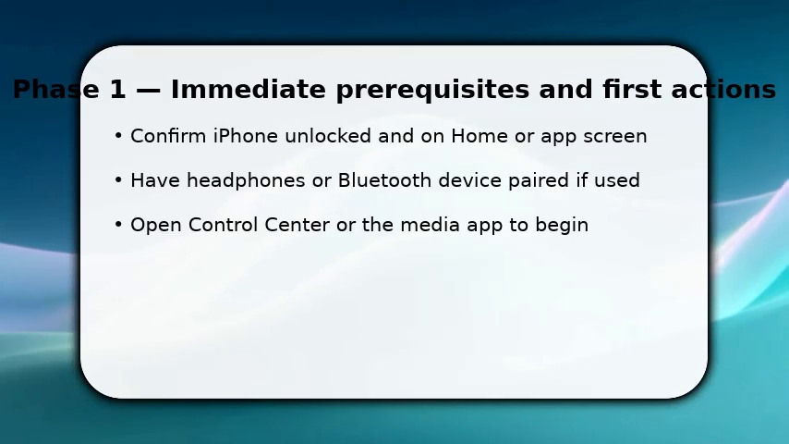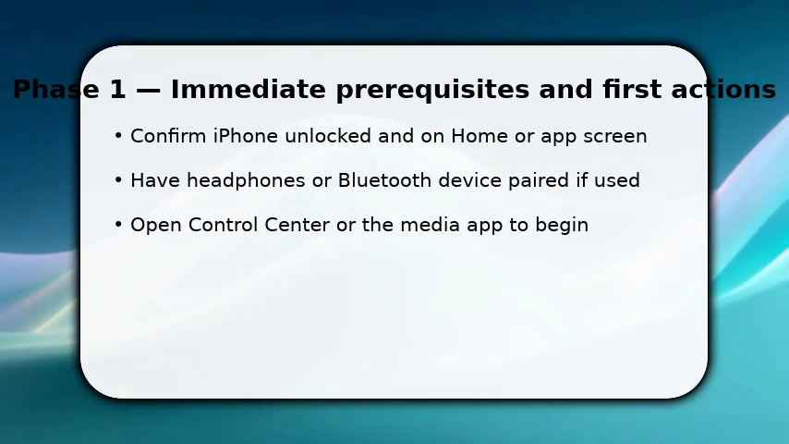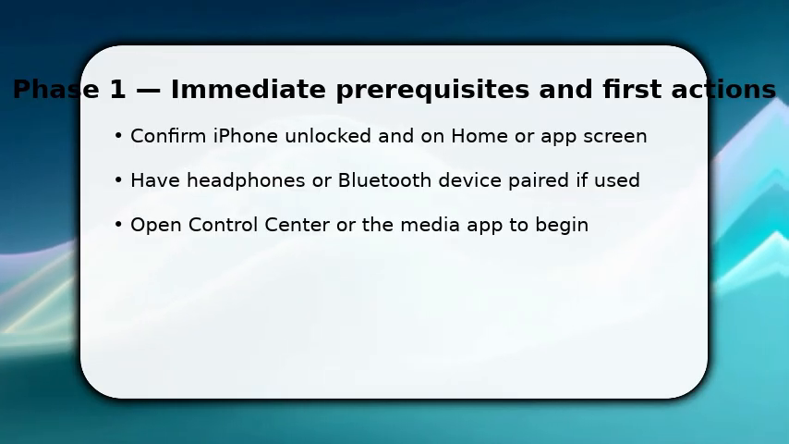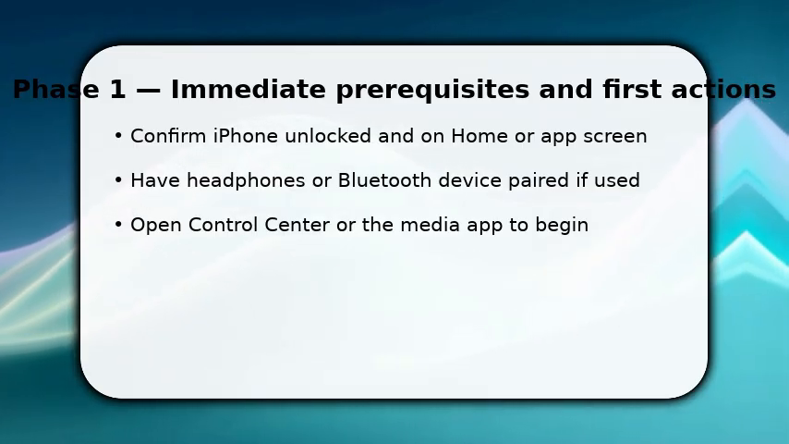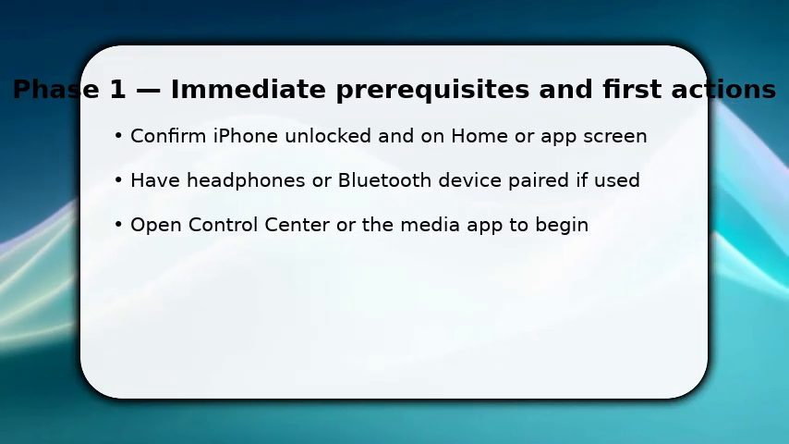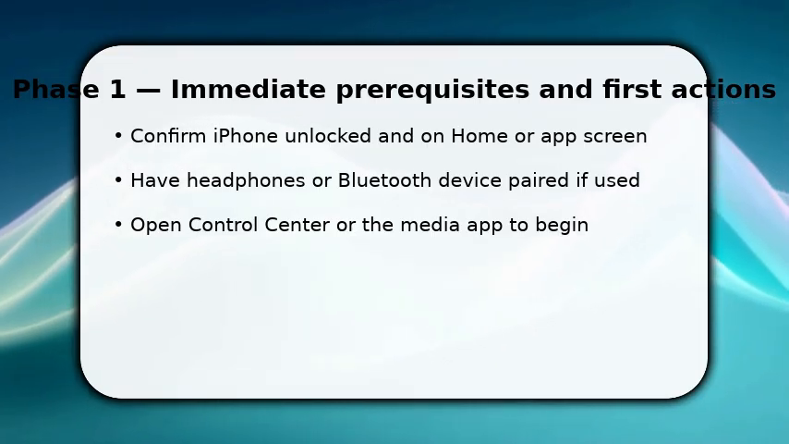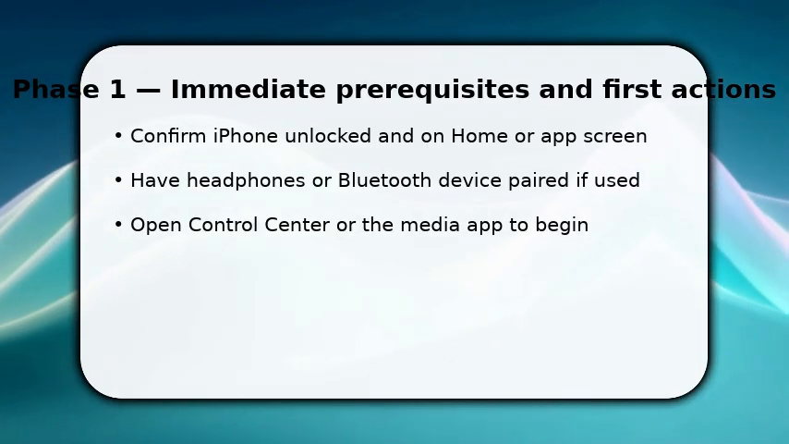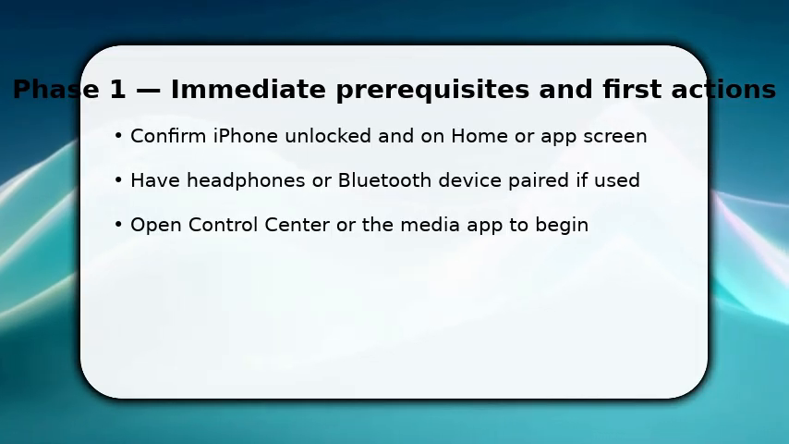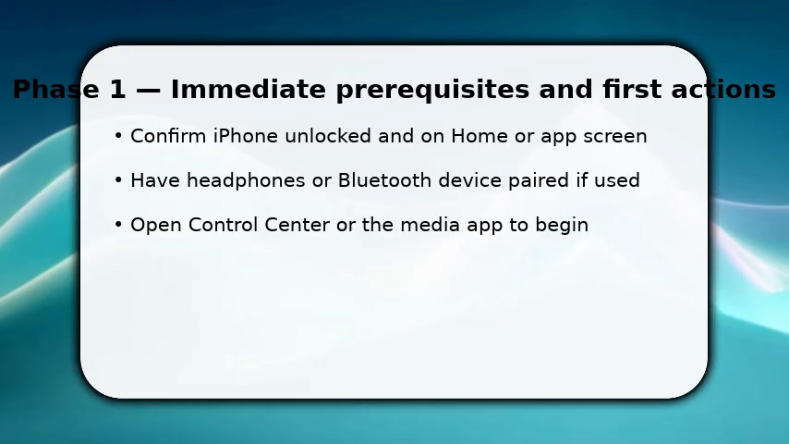Enjoy the video. You start by unlocking the iPhone and making sure the audio output is set: built-in speaker, Bluetooth headset, or wired headphones. Once done, swipe to open Control Center or bring the media app forward so you see the on-screen volume control. Make sure silent mode and focus are off, otherwise media may be muted.